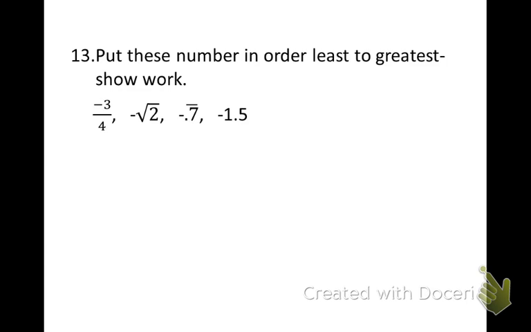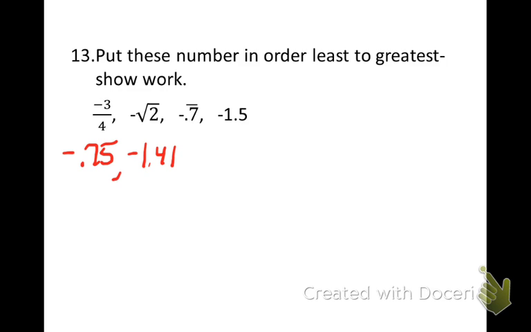Put these numbers in order from least to greatest, and we need to show our work. What showing the work means is just showing the equivalent of these. So if we change negative 3/4 into a decimal, it's going to be negative 0.75. If you take the square root of 2, you're going to get negative 1.41. The other two are already in decimal form.